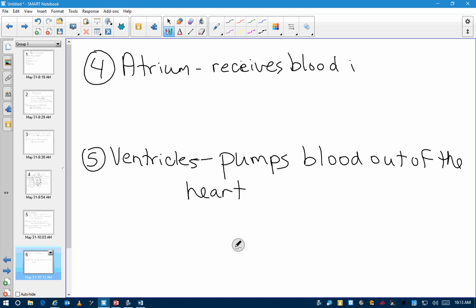Receives blood in the heart. Okay, so the right side and the left side do slightly different things. Your right atrium and your right ventricle, both of them are receiving blood in the heart. But your right atrium, and we'll go through this step by step, so don't panic.